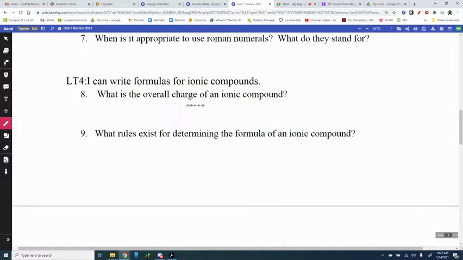What is the overall charge of an ionic compound? That is always going to be 0, or neutral. Ionic compounds always have to balance out. They always have to have a neutral charge. So if we have a -2 charge on one side of the compound, we have to have a +2 charge on the other side of the compound to cancel that out.